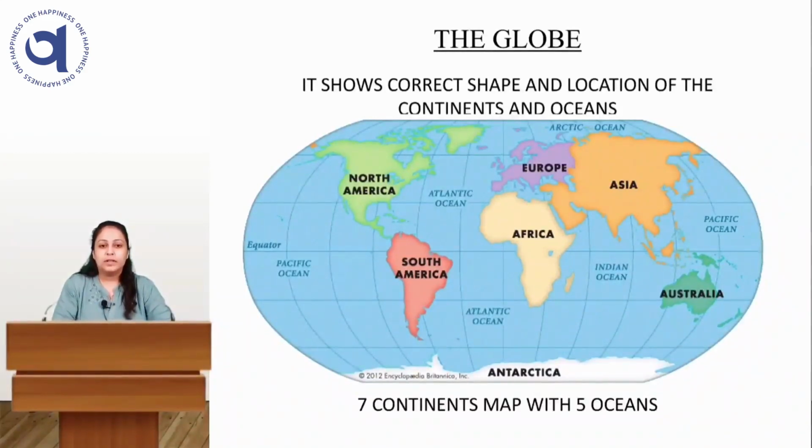Which are they? Number 1, North America. Number 2, South America. Number 3, Africa. Number 4, Europe. Number 5, Asia. Number 6, Australia. And number 7, Antarctica. And the 5 oceans are Arctic Ocean, Atlantic Ocean, Pacific Ocean and Indian Ocean.